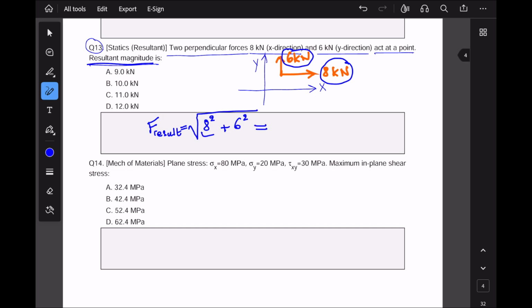But you can easily see that 8 squared is 64, 6 squared is 36, and this is equal to 100 under the square root, which is equal to 10. So the answer is 10 kilonewtons, which is choice B.